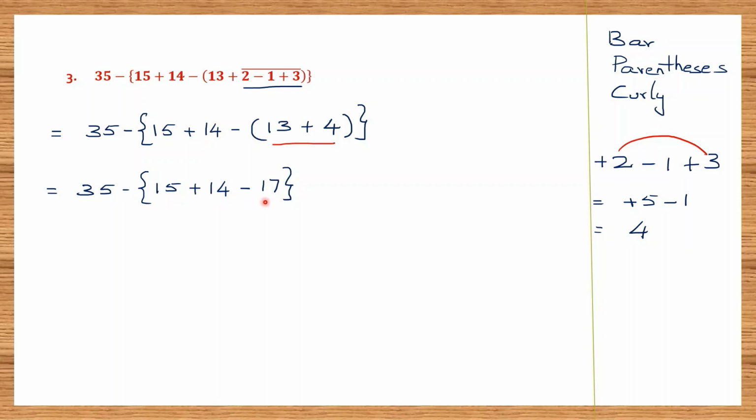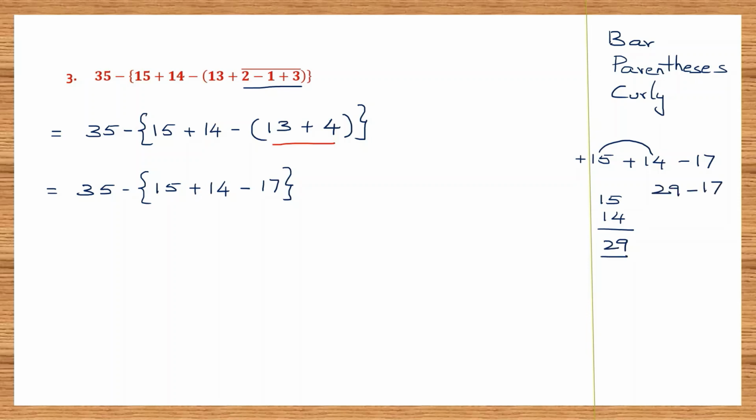Let me write that in the working column: 15 plus 14 minus 17. Add up the numbers with a plus sign, these two. So that is 15 plus 14: 5 plus 4 is 9, 1 plus 1 is 2. So I've got 29 minus 17. Let's do that subtraction: 9 minus 7 is 2 and 2 minus 1 is 1. So I've got 12. Here I have finished simplifying what's inside and I've got 12 in that place.